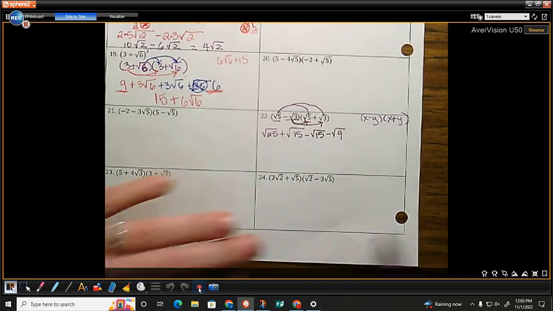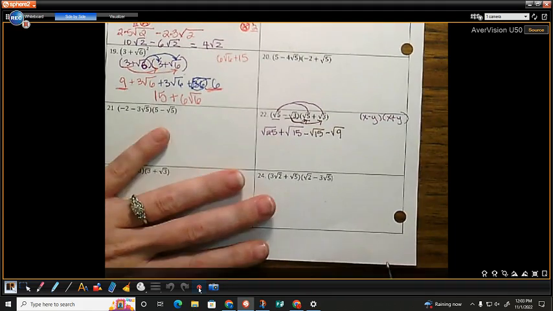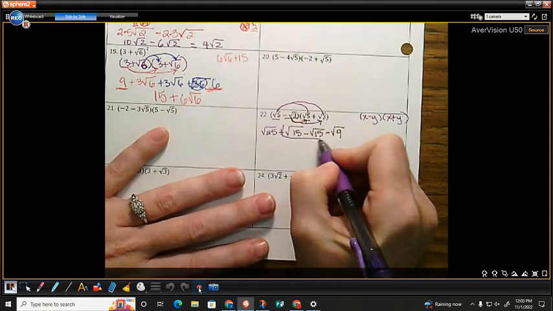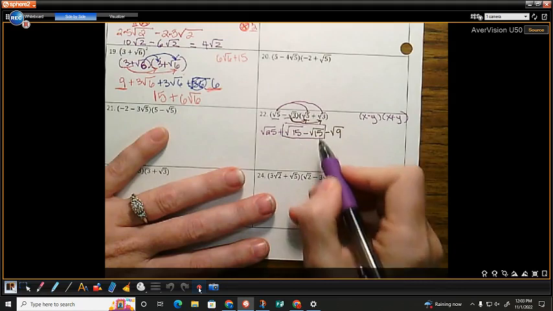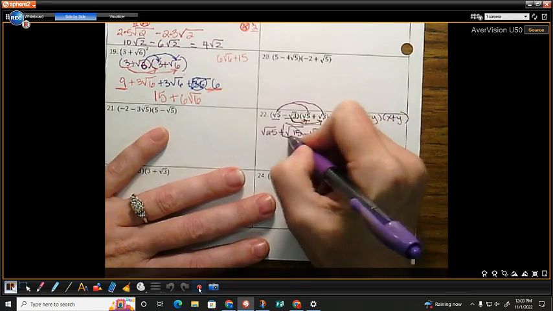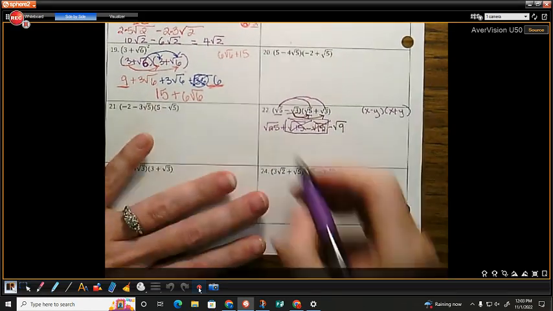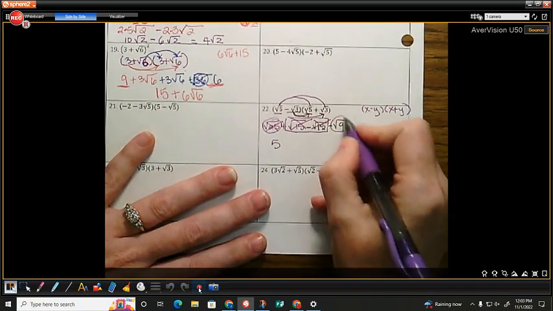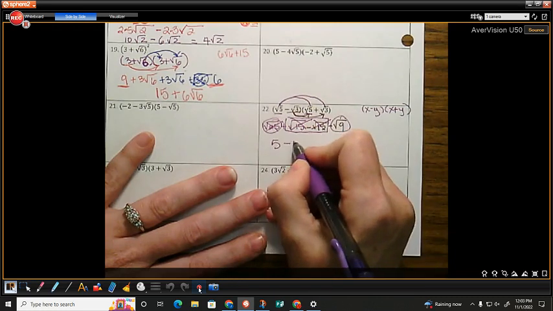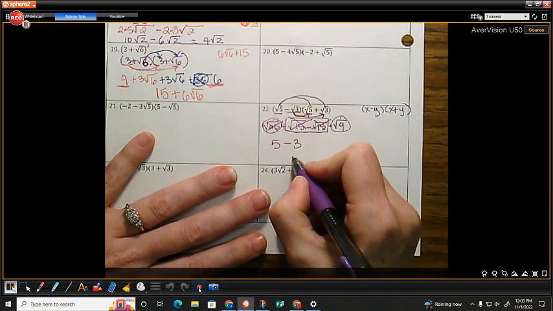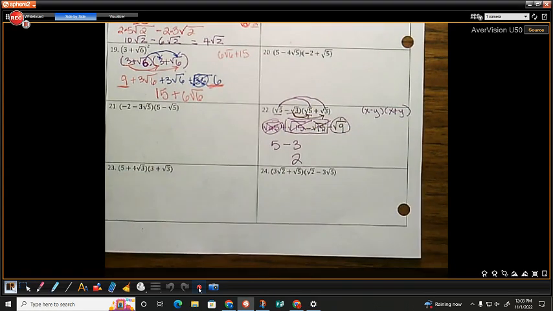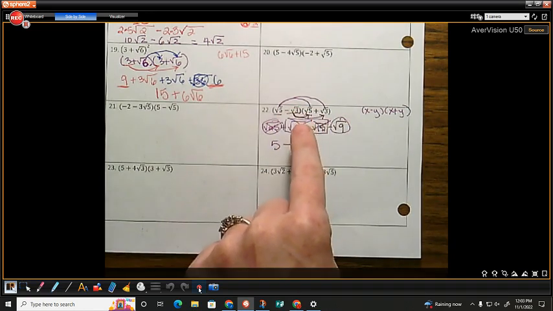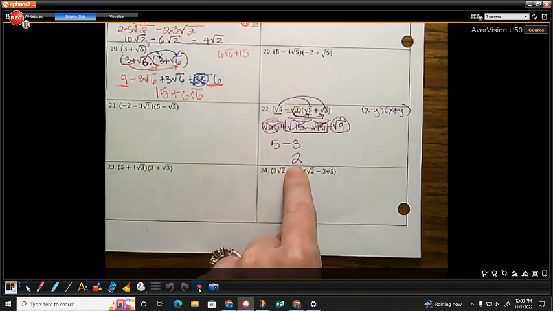And then, oh look, do I have any like terms I can combine? Yeah, right here. What's root 15 minus root 15? Nothing. They cancel out. What's the square root of 25? 5. What's the square root of 9? 3. So it'll be minus 3, and 5 minus 3 is 2. All this ugly junk is really just the number 2.